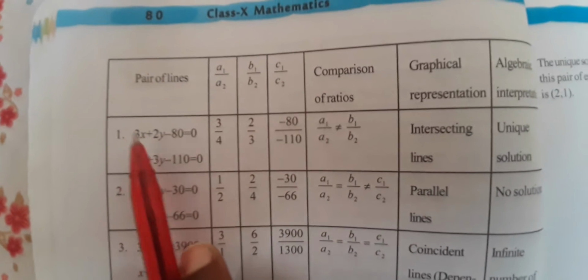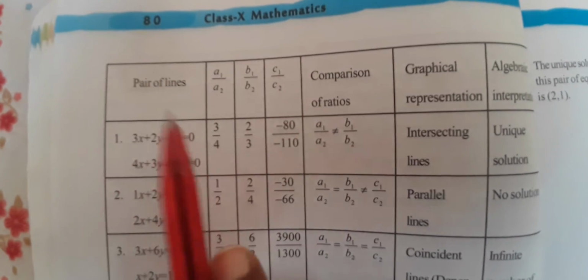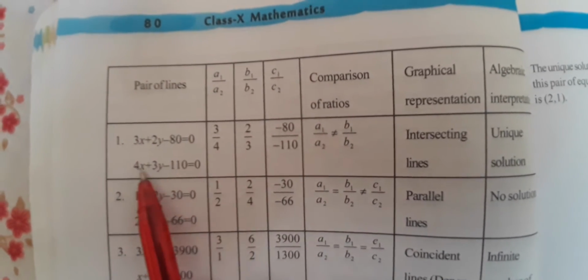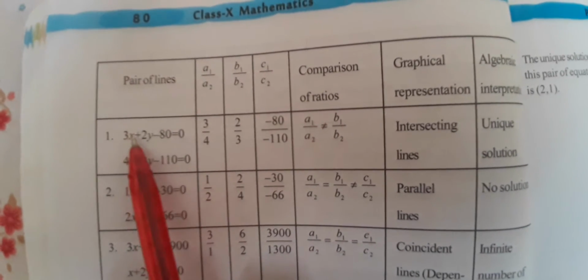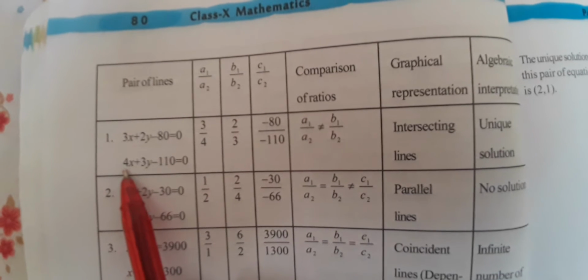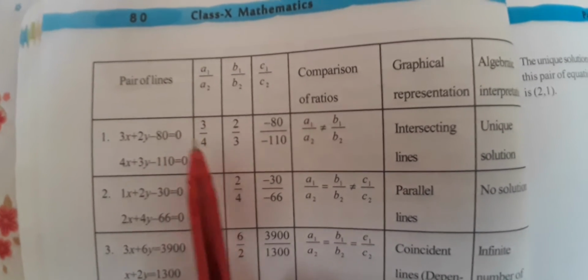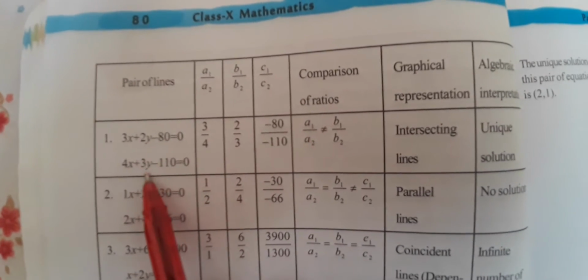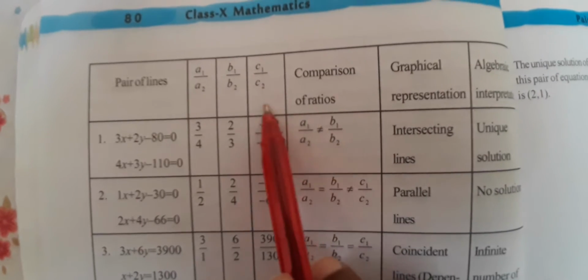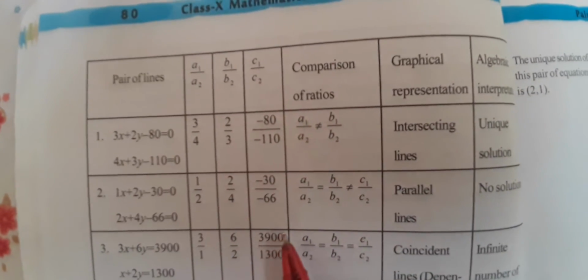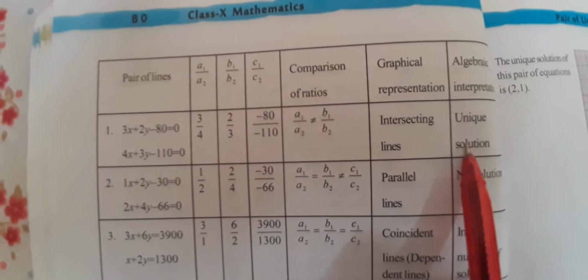As an example, you can take examples like this. How to compare? 3x plus 2y minus 80 is equal to 0, the first example we have taken, and 4x plus 3y minus 110 is equal to 0. Now a1 is 3, a2 is 4, so 3 by 4. b1 is 2, b2 is 3, so 2 by 3. Now this is not equal. a1 by a2 is not equal to b1 by b2. There is no need for you to find c1 by c2 now. So they are intersecting lines and a unique solution, which we have already seen.